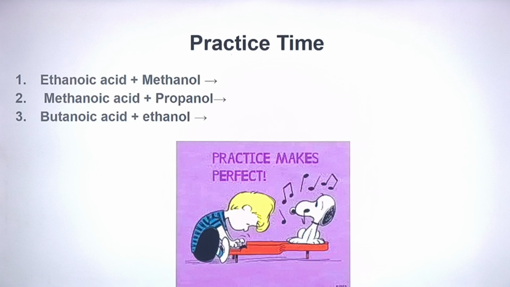Let's practice the naming of these esters. I'll give you 20 seconds to think of the name. You may pause the video and think of the products. Please unpause it and see that the first one is methyl ethanoate. If you got it right, hats off to you. The second one is propyl methanoate. And the last one, ethyl butanoate. If you could get all three correct, then you are perfect at naming esters.